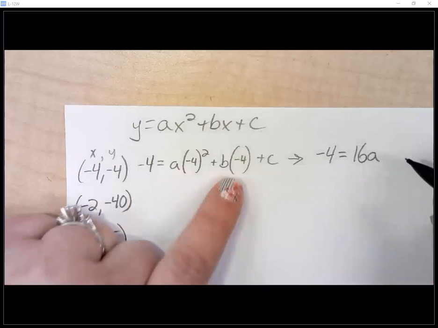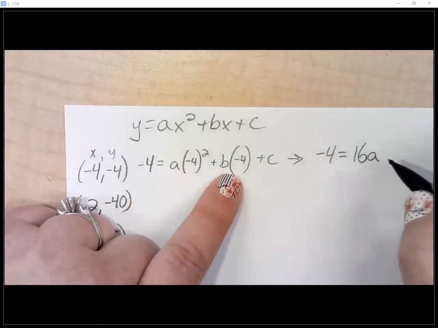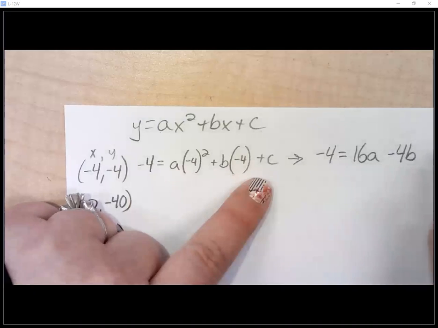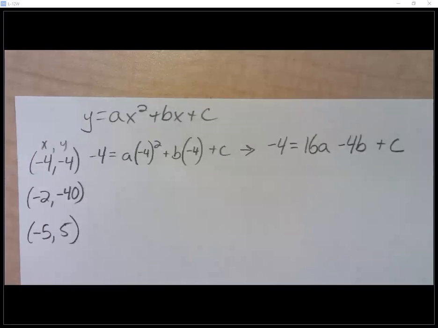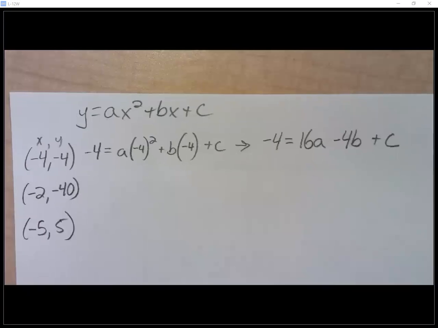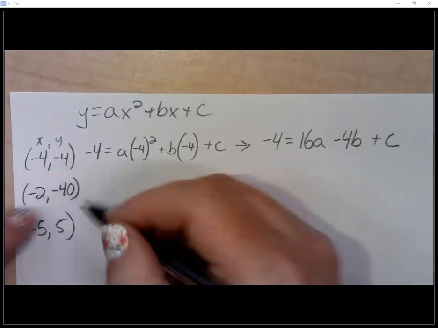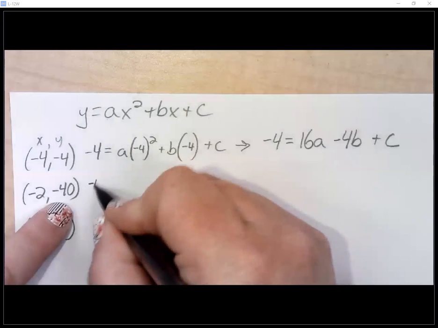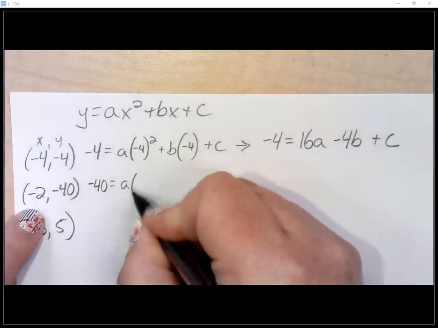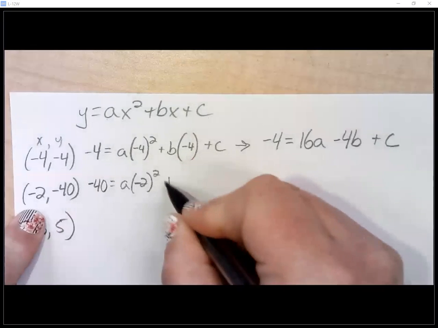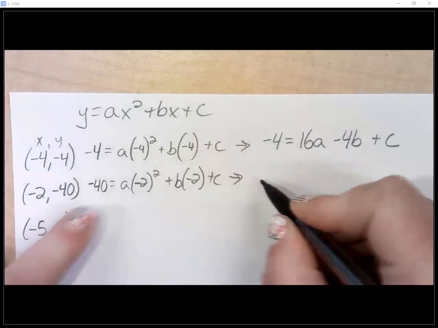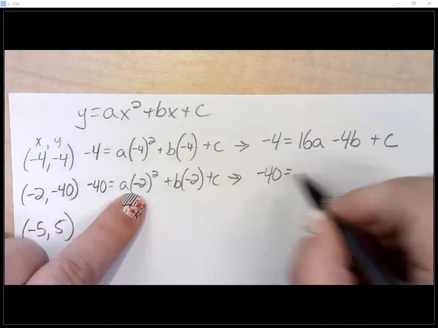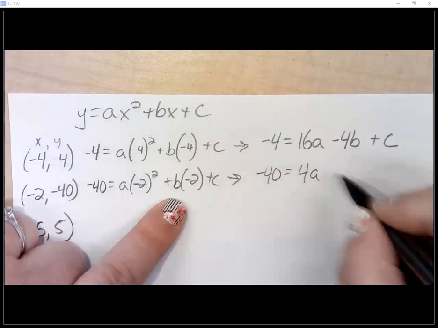Same thing's happening here. I wouldn't write it like that. I'd normally write it as a -4B, and then I have a plus C on the end. So there's me rewriting and simplifying this. And then I do the same thing with the next 2 points. So this one, Y is -40. A times -2 squared plus B times -2 plus C. Clean it up. -40 is now a +4A minus 2B plus C.